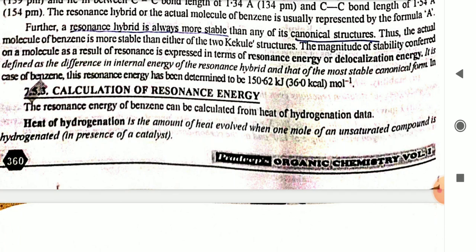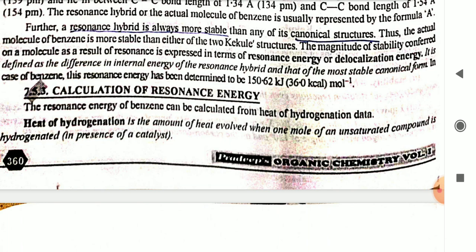Further, a resonance hybrid is always more stable than any of its canonical structures. Thus, the actual molecule of benzene is more stable than either of the two canonical structures. The magnitude of stability conferred on a molecule as a result of resonance is expressed in terms of resonance energy or delocalization energy. It is defined as the difference in internal energy of the resonance hybrid and that of the most stable canonical form. In the case of benzene, this resonance energy has been determined to be 150.6 kilojoule, 36.0 kilocalorie per mole.